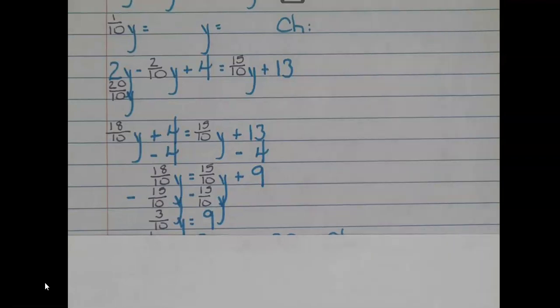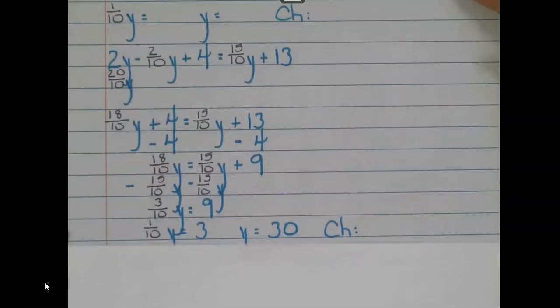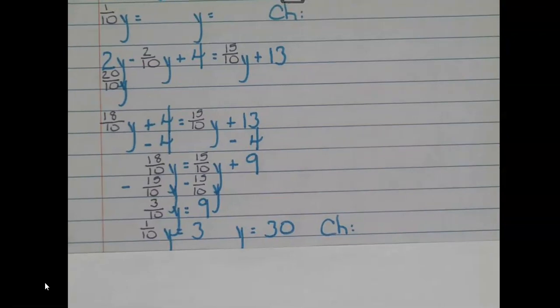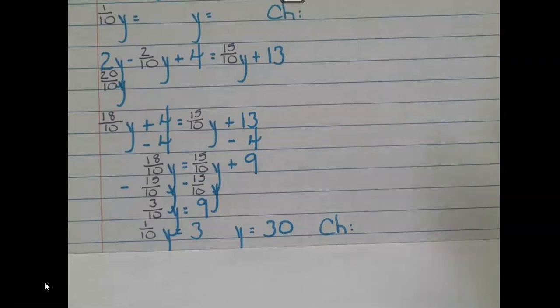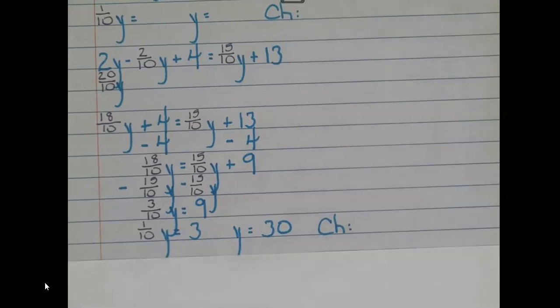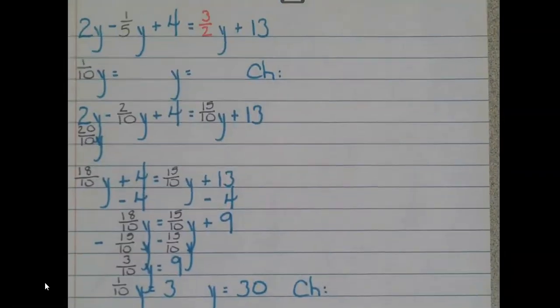So if 3 copies of my 1/10 of y gives me 9, then 1 copy of 1/10 y gives me 3. Again, y is 30, and when I plug those values in to do my check, we would remain 58 equals 58. Congratulations, you have now finished level 1 of Hands-On Equations Fractions.